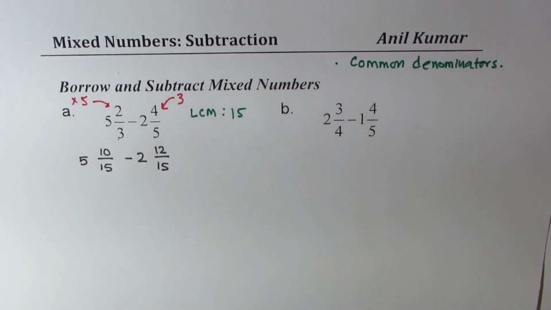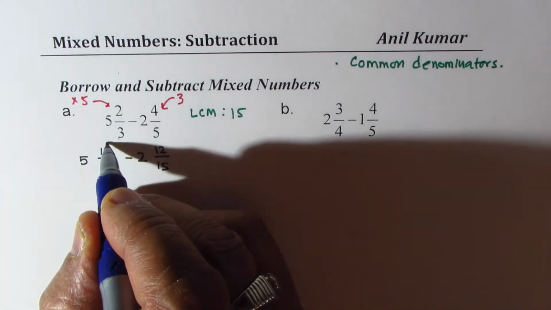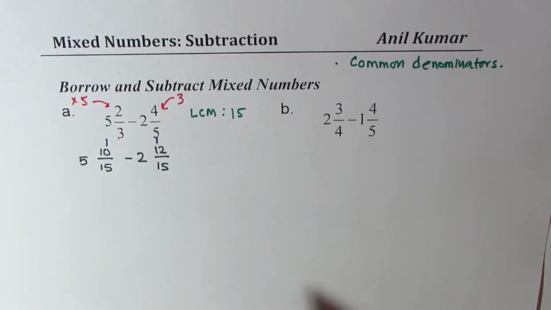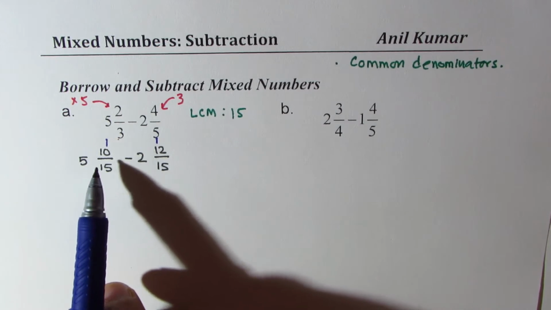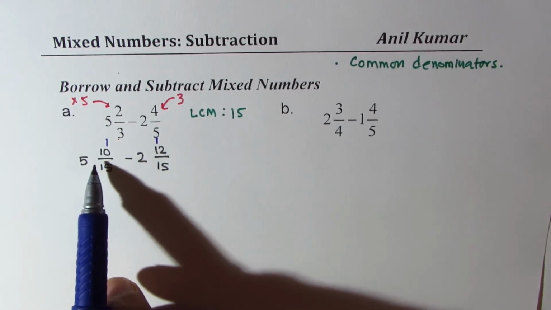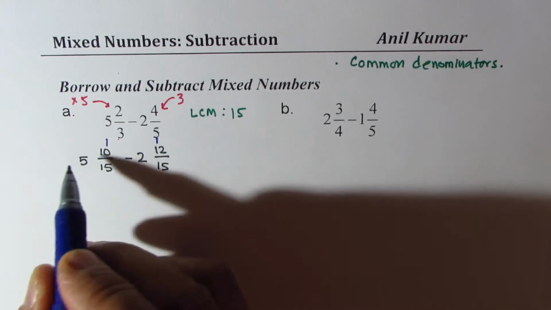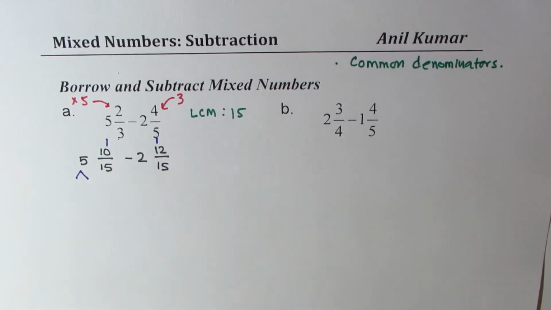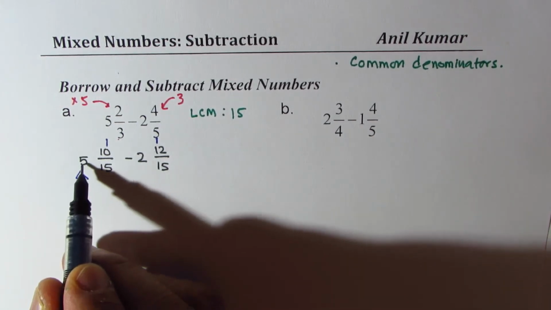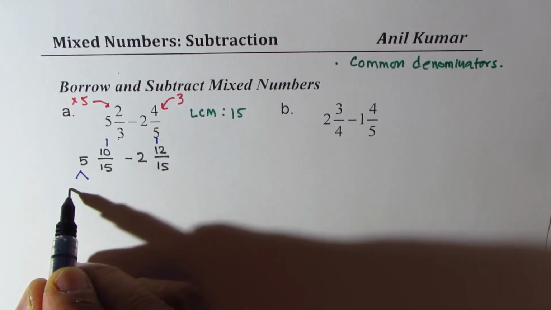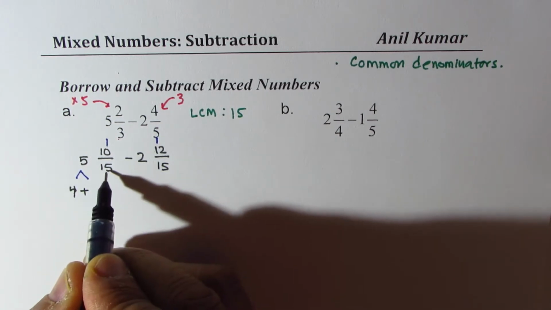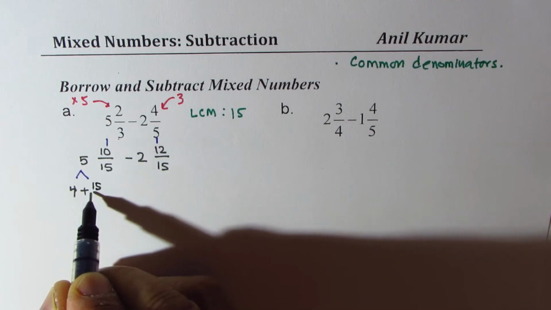Now what do you notice? You notice that 10 is less than 12. You cannot really take away 12 from 10 without borrowing. So here we apply our strategy to split the whole number into two portions. So I'll write 5 as 4 plus, since this is 15, I'll write this as 15 over 15.